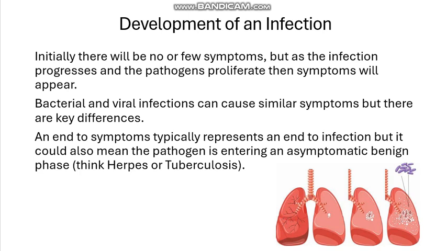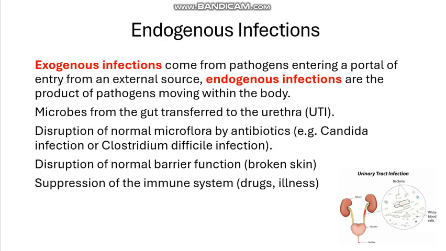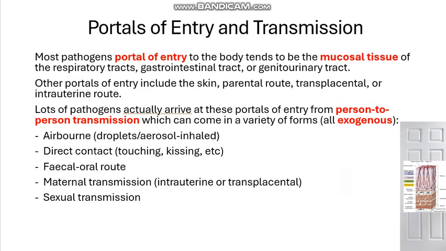Okay, so in the last one we talked about how pathogens are able to arrive at specific portals of entry, typically sites with mucous membranes called mucosal tissue. Once they get into these portals of entry, they're able to begin the infection.